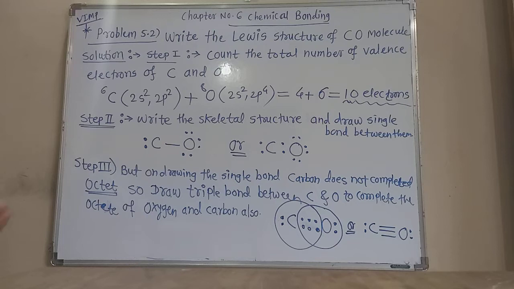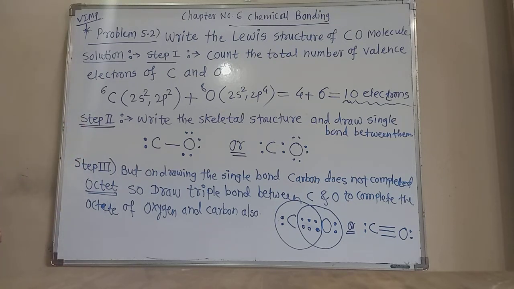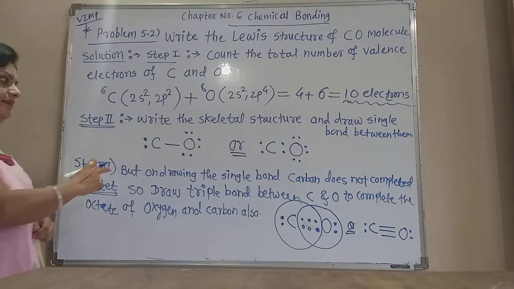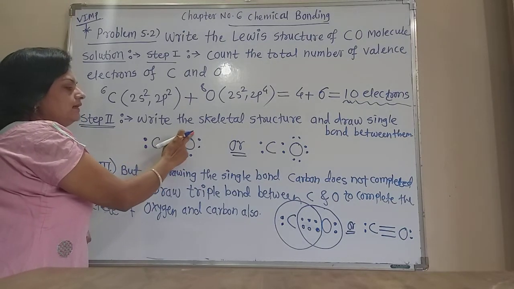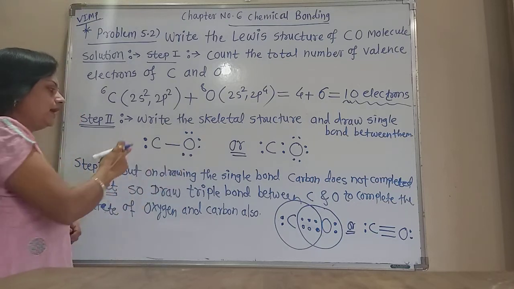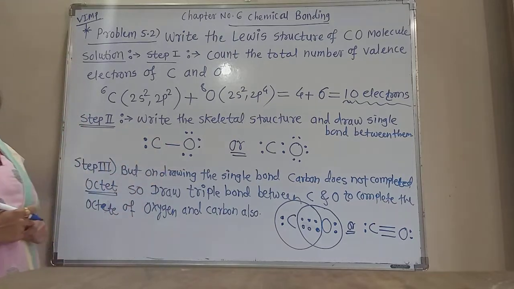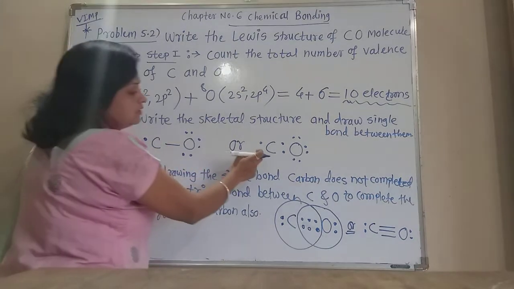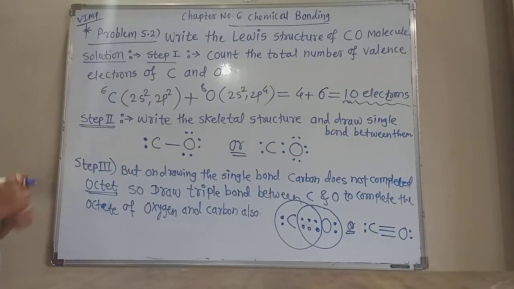Now see how to write the skeletal structure, the second and third step. Write the skeletal structure and draw the single bond between them. How can we write the skeletal structure? Carbon, single bond, oxygen. Here I show the 6 electrons of oxygen and 4 electrons of carbon, with 2 electrons for the single bond. The 4 electrons of carbon and 6 electrons of oxygen are shown here, these 10 electrons.